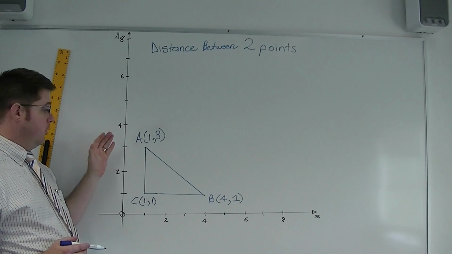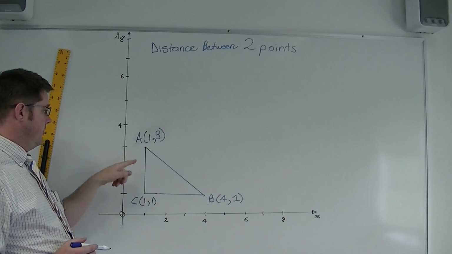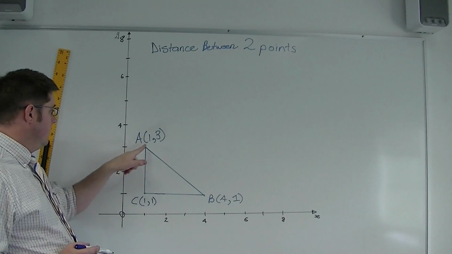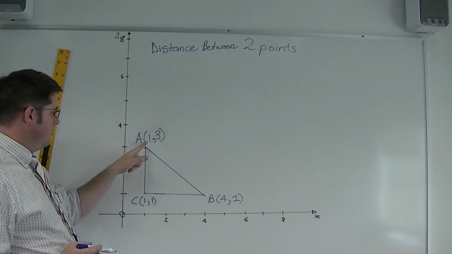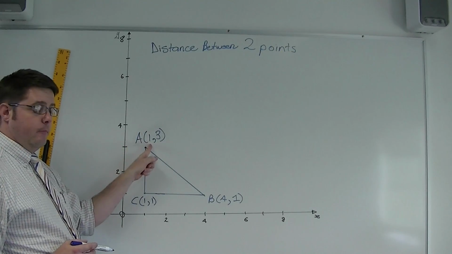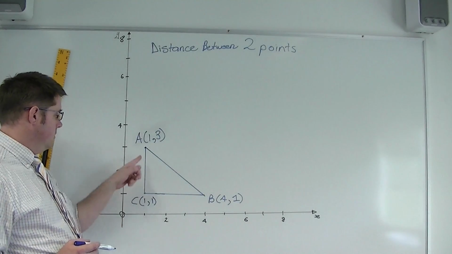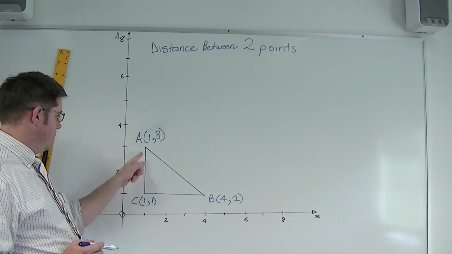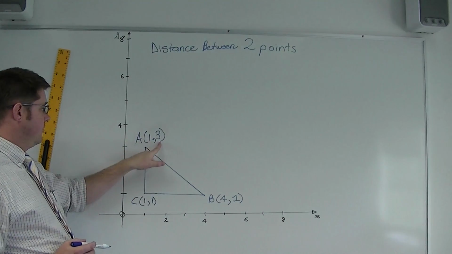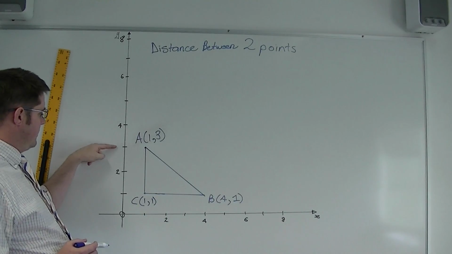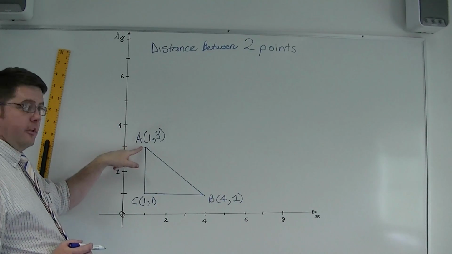Points can be given a label on this set of axes. If I label this point A, it has coordinates 1, 3. The first number in that pair represents the x value, so that's 1. As you can see, it's in line with 1. And the second number is referencing the y value. The y value here is 3, halfway between 2 and 4 across, so that's it there.